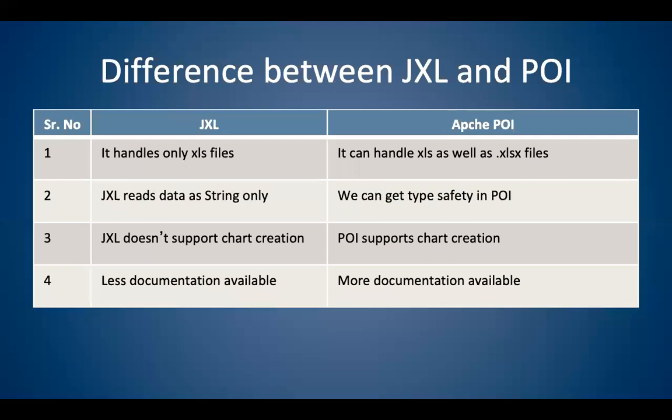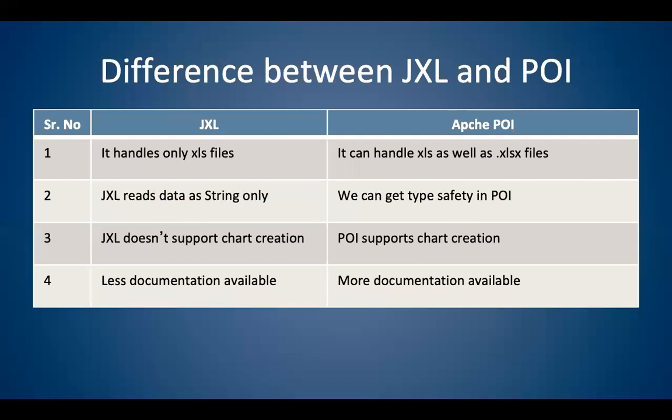The fourth difference we have is that JXL has very little documentation available. There is very little support available from their community. So very few people are using JXL. That is why no healthy discussion is happening on JXL. But most people are using Apache POI, so a lot of quality discussion is happening on Stack Overflow as well as on different websites. So you may have good quality documentation as well as data available for Apache POI.